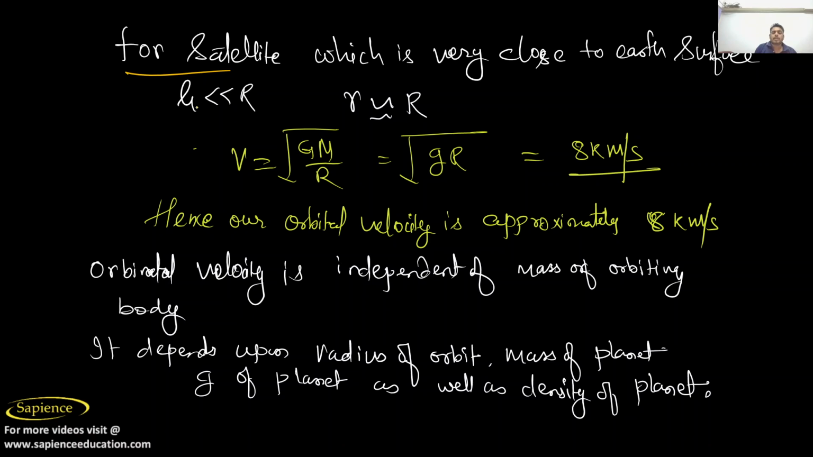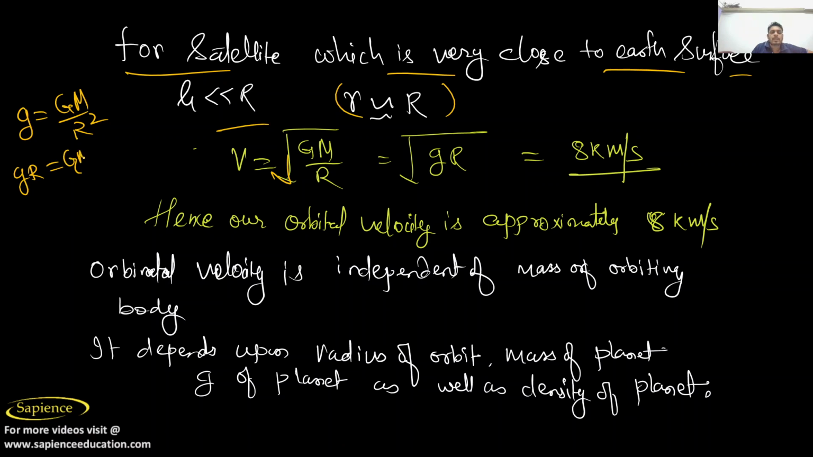Now see here. Since we have a satellite which is very close to the Earth's surface, small h is very much smaller than R, so small r will be equal to capital R. So can we write here that v is equal to root of GM by r? Now tell me, what is the value of GM by r? As you know that small g is equal to GM by R squared, so can we write here gR is equal to GM by R? So just put this value, and you will get root of gR.